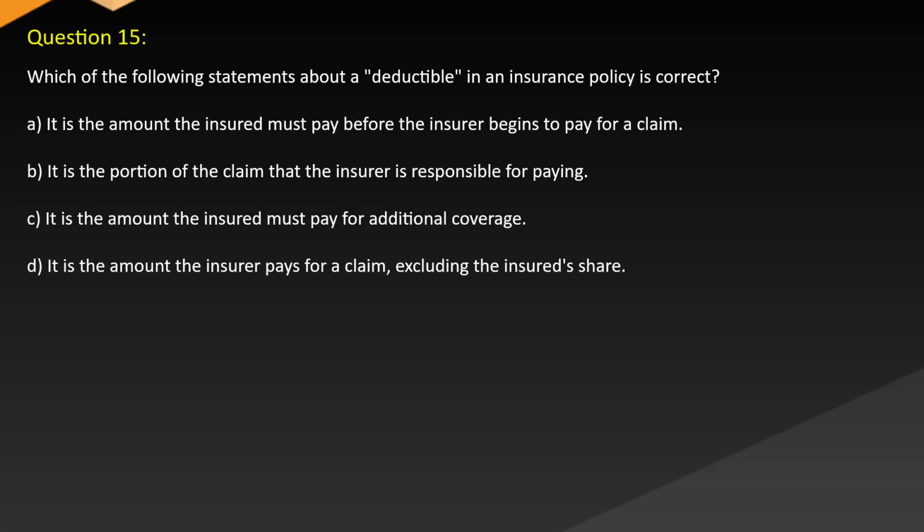Question 15. Which of the following statements about a deductible in an insurance policy is correct? A. It is the amount the insured must pay before the insurer begins to pay for a claim. B. It is the portion of the claim that the insurer is responsible for paying. C. It is the amount the insured must pay for additional coverage. D. It is the amount the insurer pays for a claim excluding the insured's share.